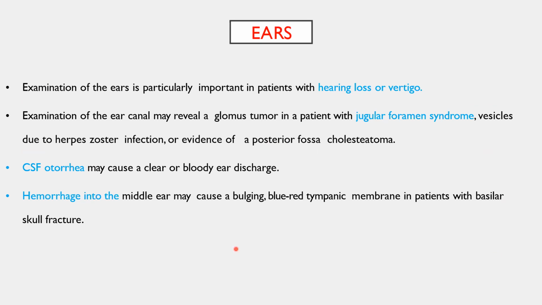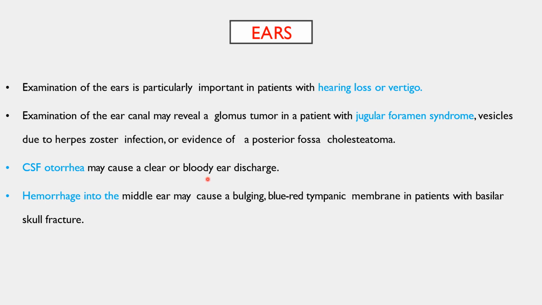Okay, let us come to the ears. Examination of the ears is particularly important in a patient presenting with complaints of hearing loss or vertigo. Examination of the ear canal is also important. You can make out a jugular tumor, and the patient will have jugular foramen syndrome, that is, lower cranial nerve palsy. You can also make out the vesicles due to herpes zoster by examining the ear canal. And you can rule out cholesteatoma. Sometimes cholesteatoma also mimics lower cranial nerve palsy. It extends from the mastoid to the brainstem.